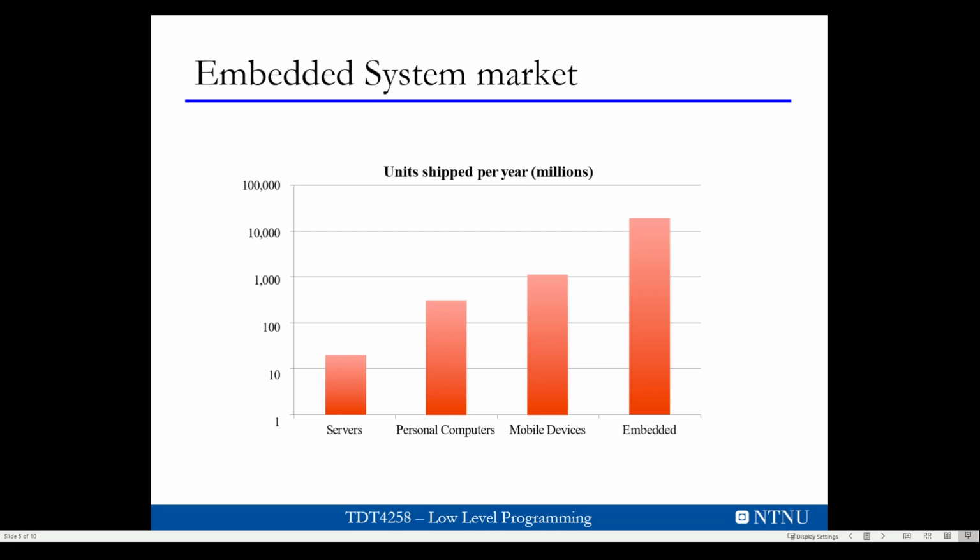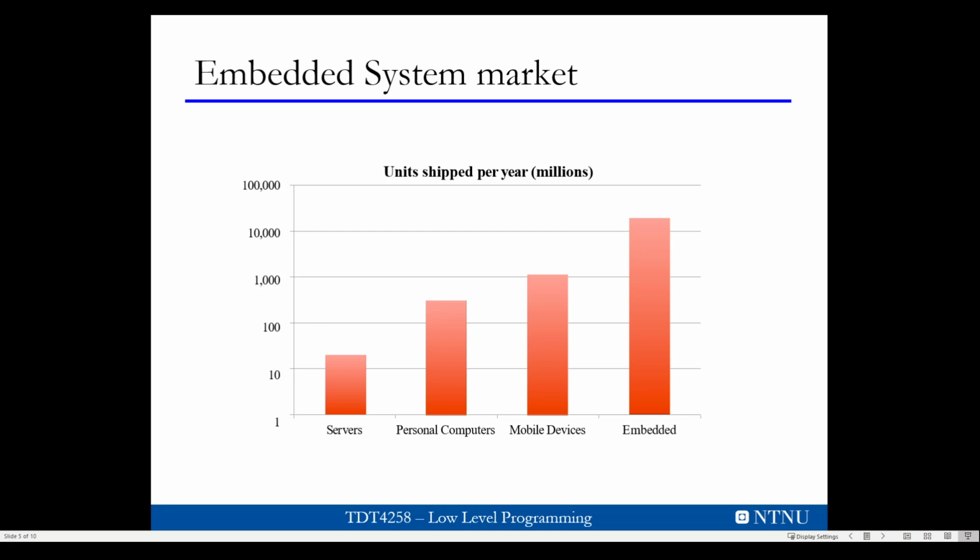The most number of computing devices that are shipped every year are embedded devices because each household maybe has hundreds of them. It's there in your television, it's there in your washing machine, it's there in your microwave, car, they are just everywhere. So that's why they are the most dominant type of computers that are shipped every year.